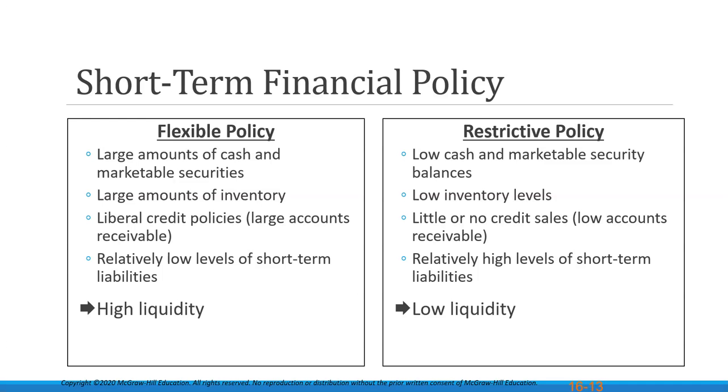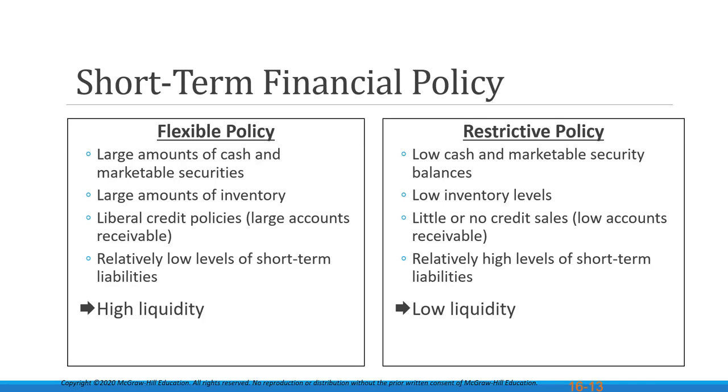There are two different main types of short-term financial policy, and we can have a lot of variety within them, but the two overarching are a flexible policy and a restrictive policy. A flexible policy means that we just keep a high amount of cash and marketable securities so that we always have cash available for any event, especially to cover that cash cycle. We also carry high levels of inventory. We have liberal credit policies and a very large accounts receivable.